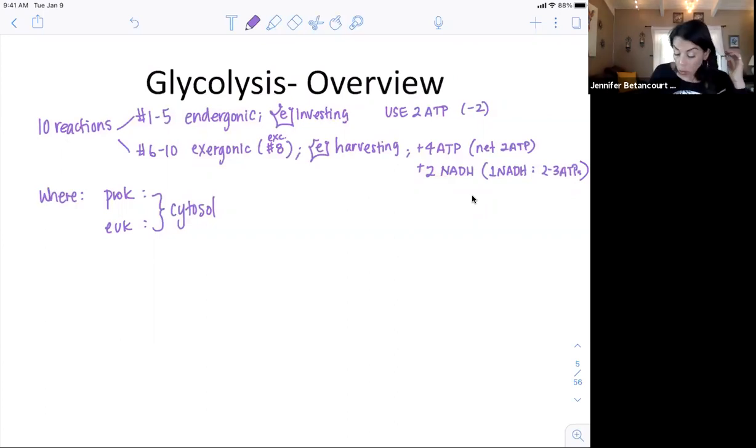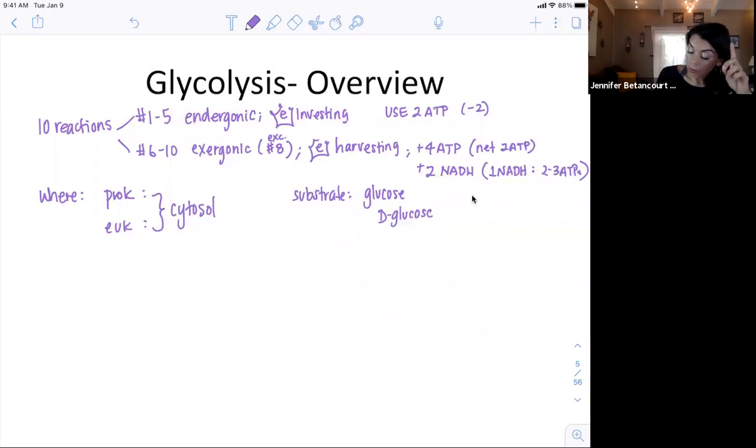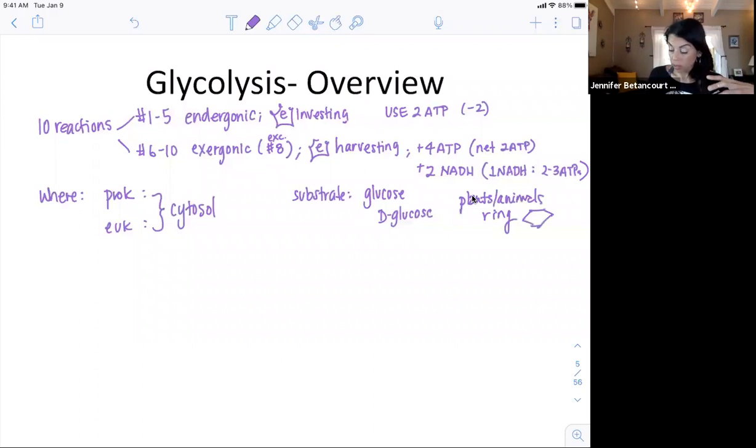Okay, and so what is the starting substrate? We know that it is a molecule of glucose. For plants and animals, and I think even most bacteria, it's going to be a D-glucose. And then we talked about alpha versus beta. So typically for plants and animals, it's going to be in a ring structure, that hexagonal ring. And in bacteria, it happens to be more common that they use the straight chain. So you have your carbons in a chain and you have the hydroxyl groups sticking off of those.